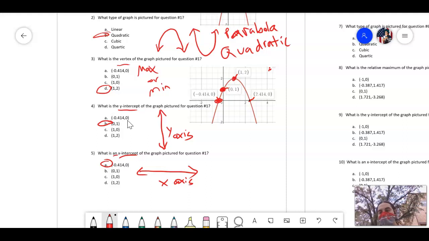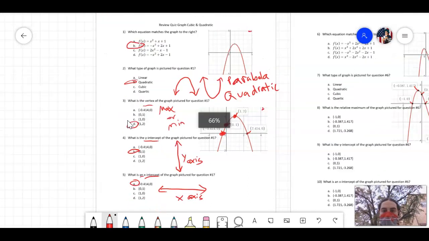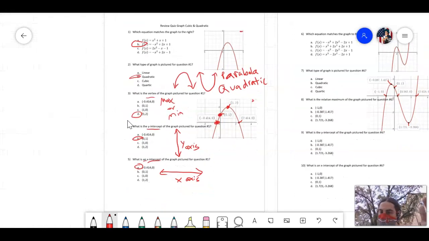Okay. Now that's the first half of the review. When you take your quiz, you're going to have half of your quiz just like that. Very similar. Okay. You got to be able to graph. You got to be able to tell me what kind of graph it is, max, vertex, and then also which one of the intercepts. Okay.